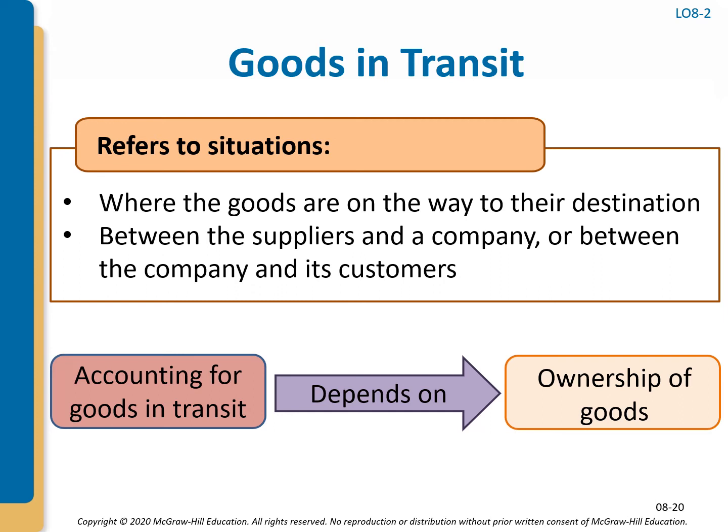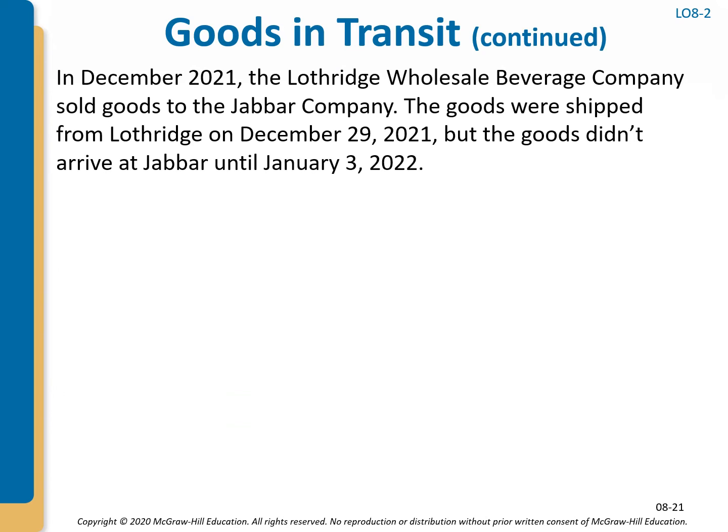So, breaking down goods in transit, it refers to a situation where the goods are on their way to their destination, between the supplier and the company, or between the company and its customers. Accounting for goods in transit depends on ownership of goods. Here's an example. In December 2021, the Lothridge Wholesale Beverage Company sold goods to the Jabbar Company. The goods were shipped from Lothridge on December 29th, but did not arrive at Jabbar until January 3rd, 2022.